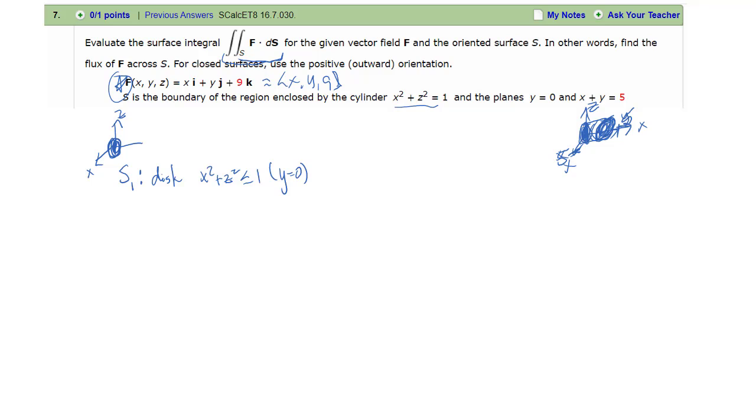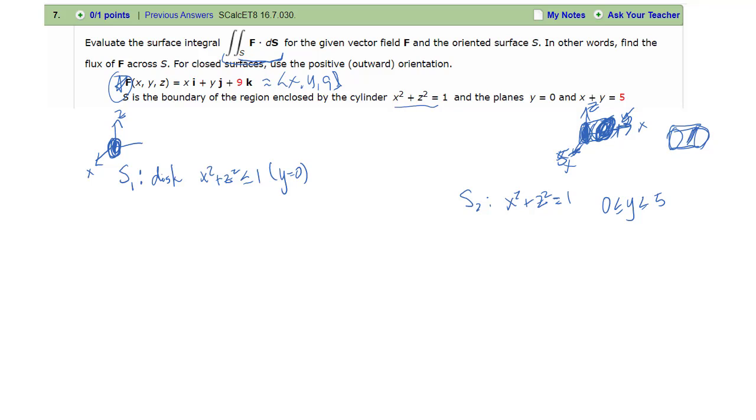Surface 2, let's call the cylinder surface 2. It's going to be x squared plus z squared is equal to 1. That's the cylinder. And so we need to find restrictions on the y. So the y is just going to go from 0 to, well, if this was a constant, then it'll stop at a constant, and that means we would be describing just a regular cylinder.